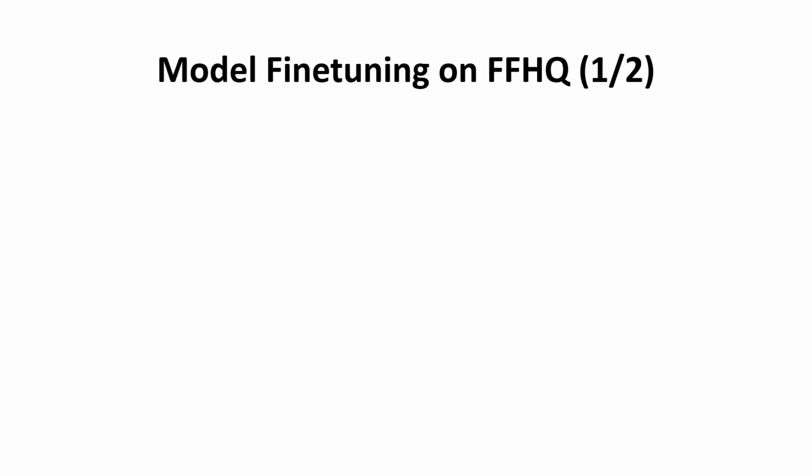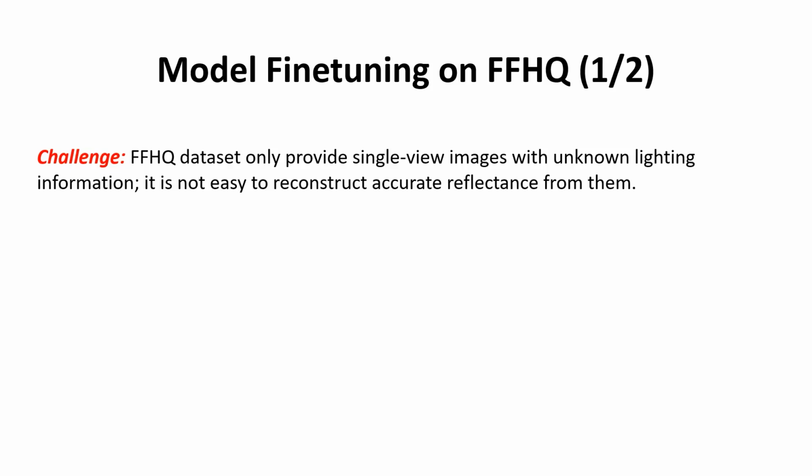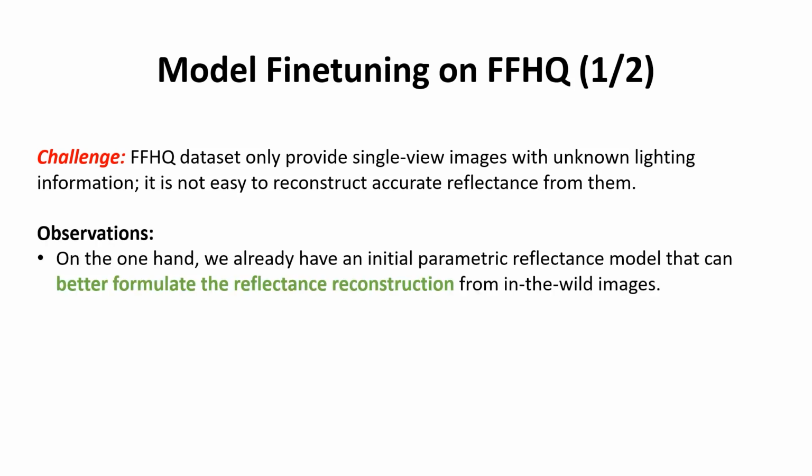Considering that the multi-PIE dataset only contains 128 identities, which is far from sufficient to capture the variability of human faces, we propose to fine-tune the initial model on a large scale in the wild dataset, FFHQ, to improve its generalization capability and expressive power. However, the FFHQ dataset only provides single-view images with unknown lighting information, thus it is not easy to reconstruct accurate reflectance from them. Our key observation is that, on the one hand, we already have an initial parametric reflectance model that can better formulate the reflectance reconstruction from in-the-wild images.